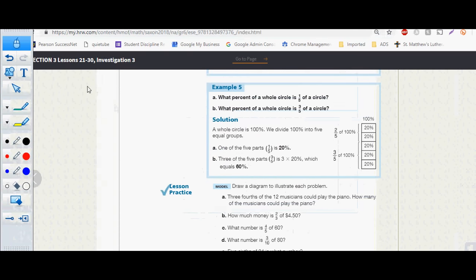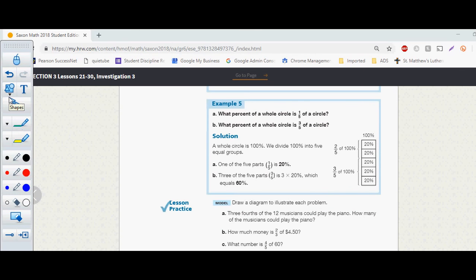Here's a percent of a circle one. We'll finish on this before lesson practice. What percent of a whole circle is 1/5? You could use your fraction manipulatives from investigation 2 here, and you'd get the answer right away, I think. But the way we can figure this out, a whole is 100%, right? Okay, divide 100 by the denominator, 5. That's 20. Times 1/5 is 20%.